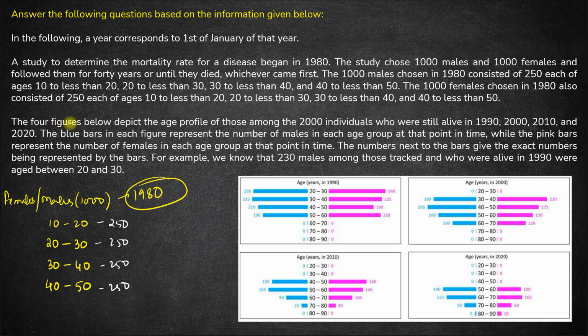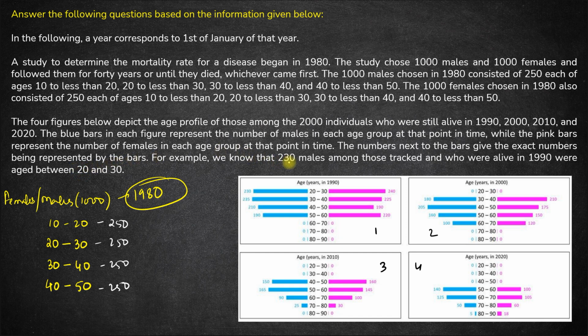Now the 4 figures below, these are the 4 figures: first, second, third, fourth. The 4 figures given below depict the age profile of those among the 2000 individuals who were still alive in 1990, 2000, 2010 and 2020. The blue bars in each figure represent the number of males, whereas the pink bar is the number of females. Okay. The numbers next to the bars give the exact number being represented by the bars.